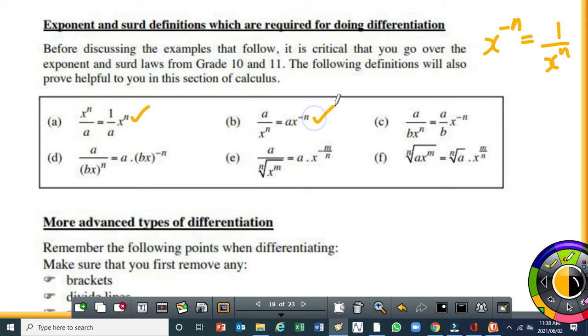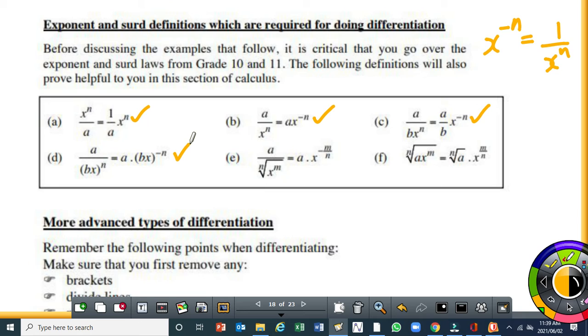So we have got that from exponents, that is last year. Today, when you go home, you must go over your laws of exponents because you need the laws of exponents to understand how to find the derivative using rules. Then a divided by bx all raised to the power of n is the same as a times bx raised to the power of minus n. Again, this is just an extension of that rule there.